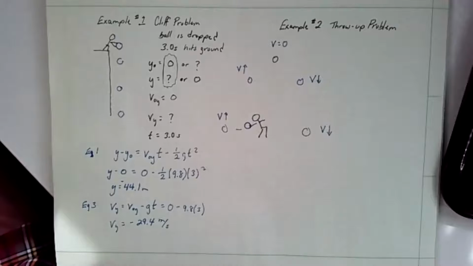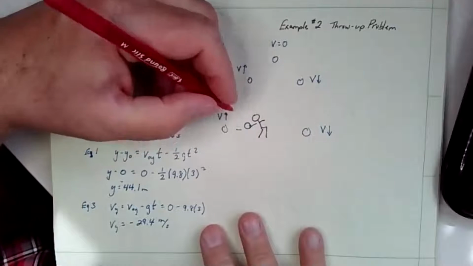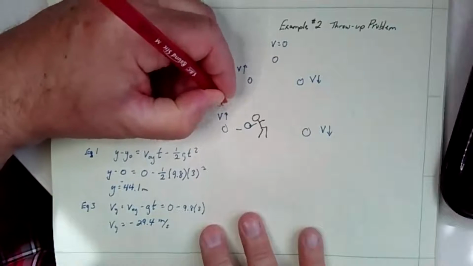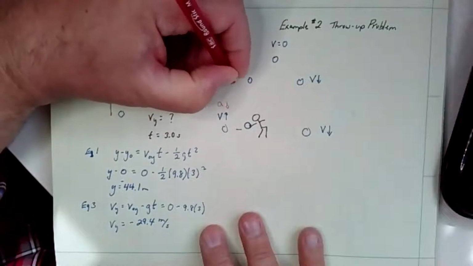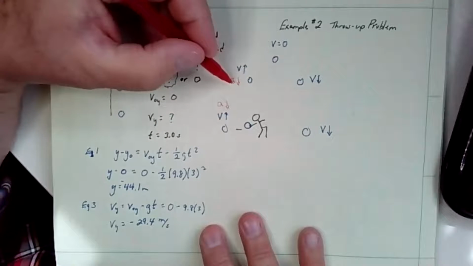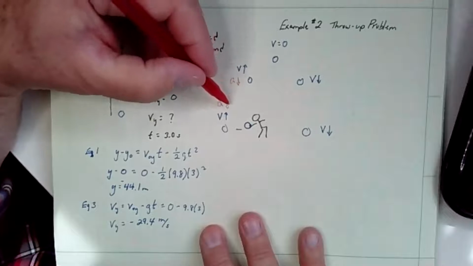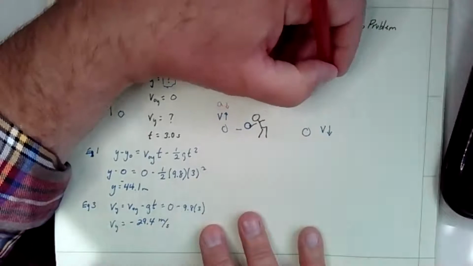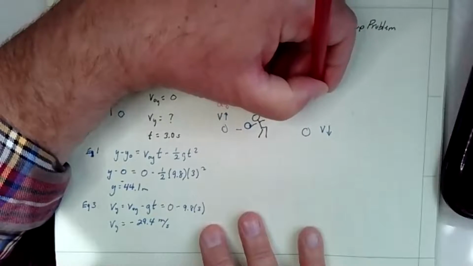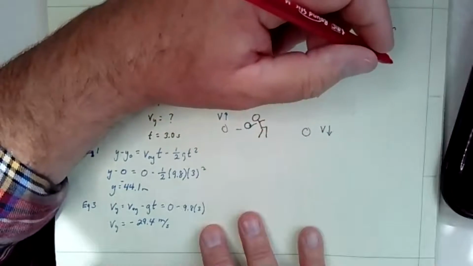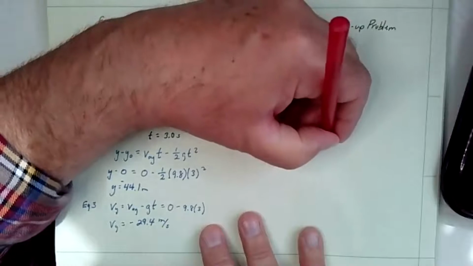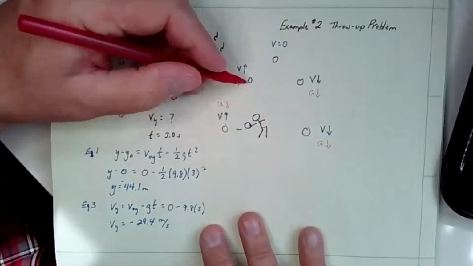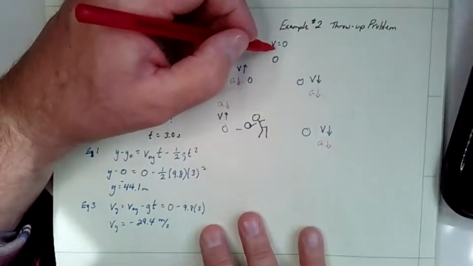So let's take a look and see what's happening with the acceleration. So the acceleration is downward. And since the acceleration and velocity oppose each other, that's why it slows down. And then over here, the acceleration is downward. That's how come it picks up speed. So this is slowing down. This is speeding up. What's happening here?